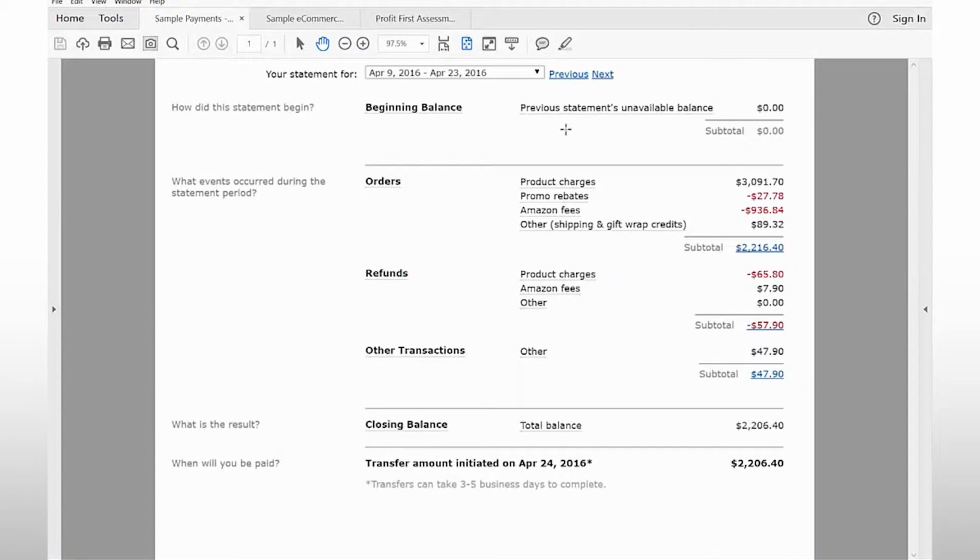When you're using this to track how you're doing, you'll want to pull that information from your payment from Amazon. So you've received a payment from Amazon. This is an example of the settlement statement. In this particular example, we've taken off the name of the company at the very top, and you can see that the amount that is transferred to your bank is going to be $2,206.40. So we would take that information and plug that into our spreadsheet.